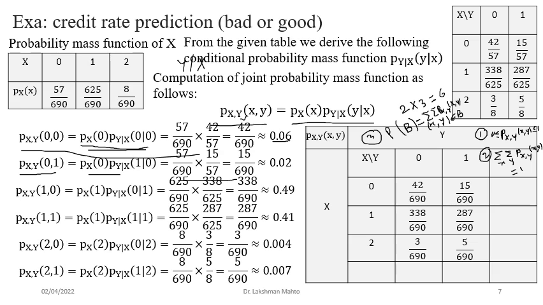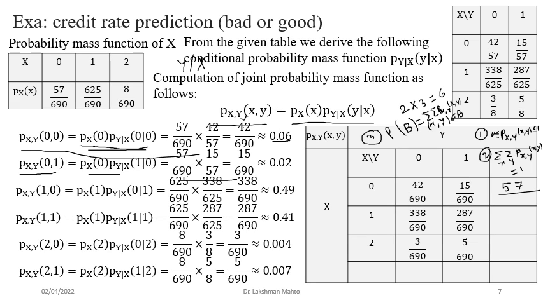Once you have a joint probability mass function, you can reverse back. That means you can compute the probability mass function of x, the probability mass function of y, and the conditional probability mass function. How can you compute the probability mass function of x? Do a horizontal sum. When the joint probability mass function is given to you, from there you can easily find the probability mass functions of x and y, and also the conditional probability mass function.